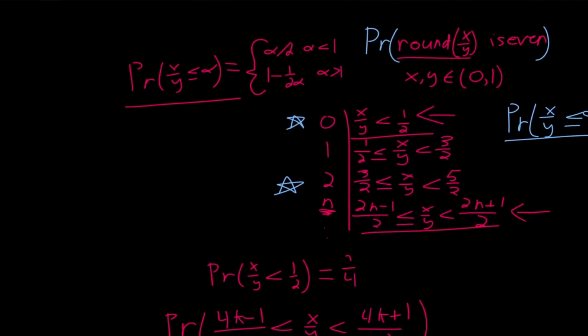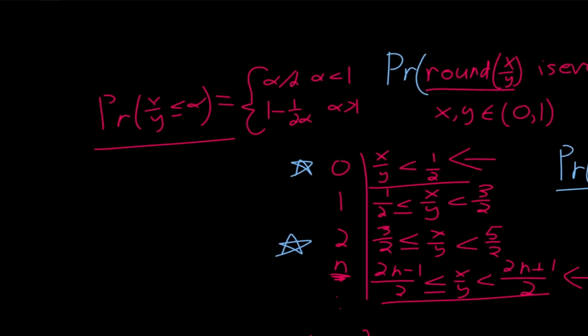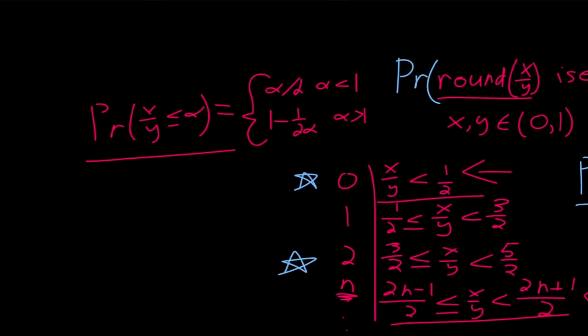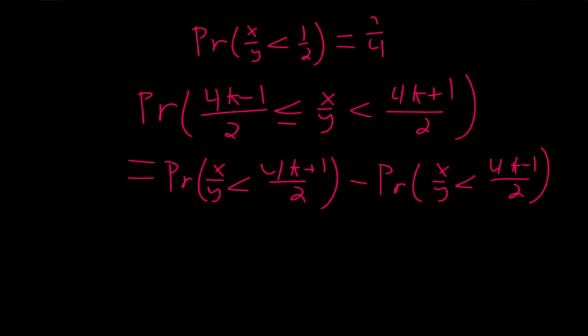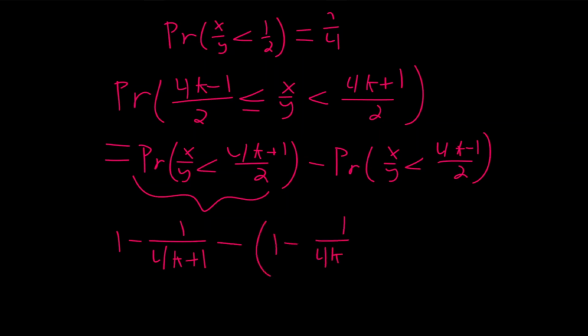So let's go ahead and use our CDF right here to figure this out. Because our alpha is going to be greater than 1, we are just going to be using this right here. So for the following section, we're just going to have 1 minus 1 over 2 alpha right here, which means that for this, we're just going to have 1 minus 1 over 4k plus 1, and then minus 1 minus 1 over 4k minus 1.